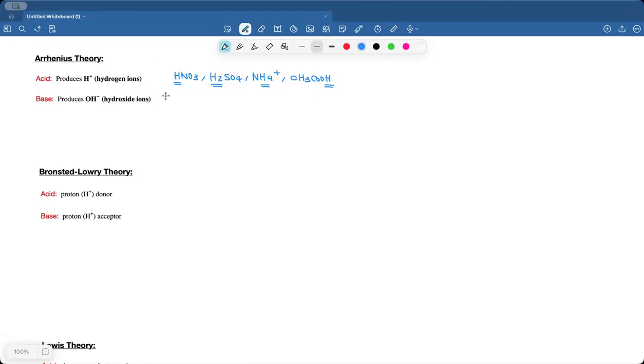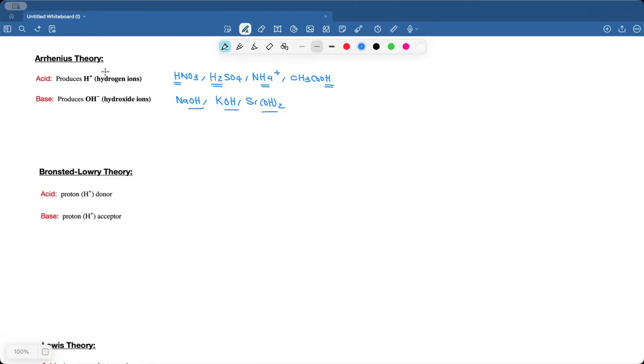And for bases, it's pretty much any base that comes with an OH, something like NaOH, KOH, or Sr(OH)2. As you can see, these all come with an OH-, so therefore they're considered bases.